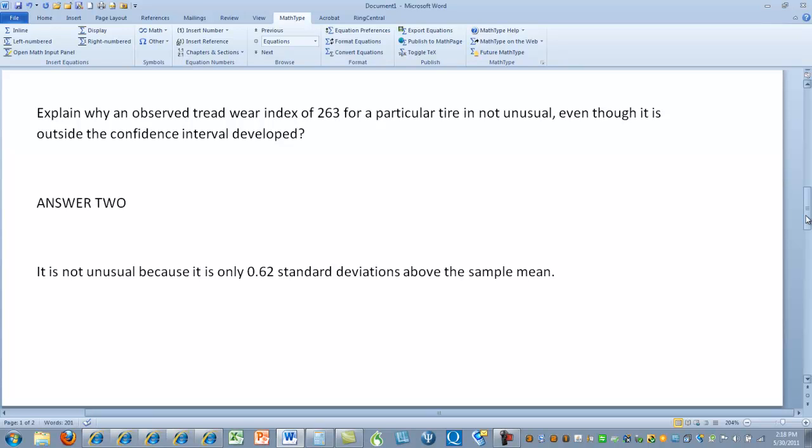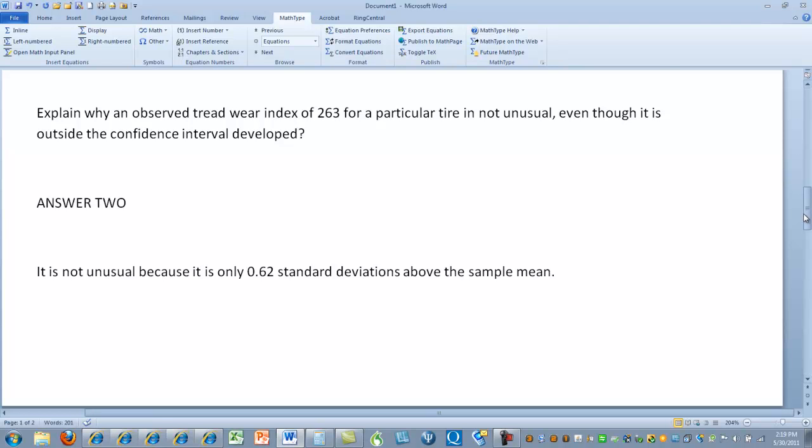Well, because the confidence interval that we built is intended to address the population mean. If we want to take a single tire and ask whether it's unusual for our sample, well, our sample mean was 248.8. Our standard deviation was 22.9. It's within one standard deviation of the mean.